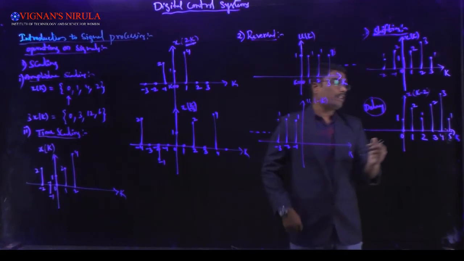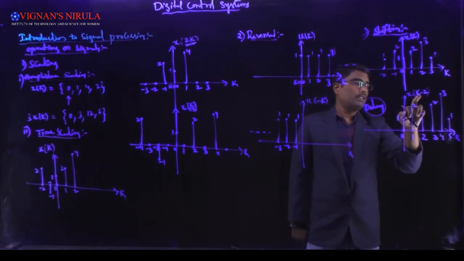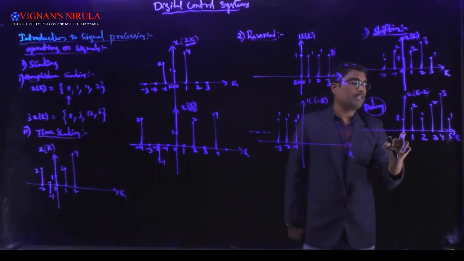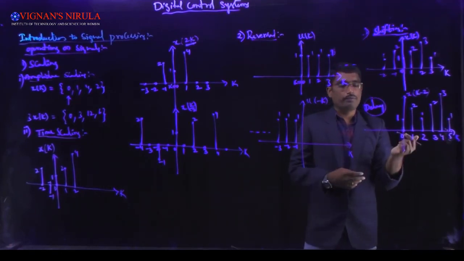Alternatively, you can see it over here. If you put k equals 0 here, it will be x of 0 minus 2, that means x of minus 2. So what is x of minus 2 in case of x of k? X of minus 2 means 1. So that should be coming here for k equals 0. In that way you can check.